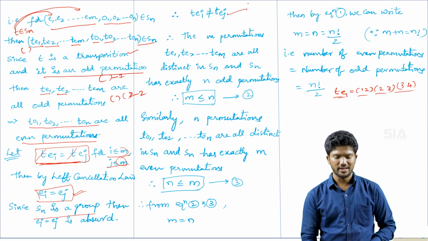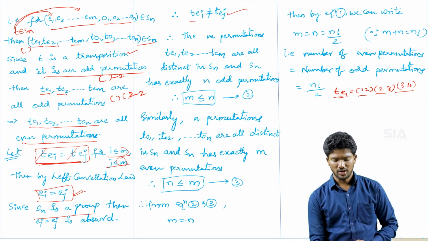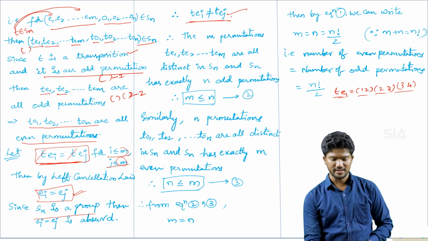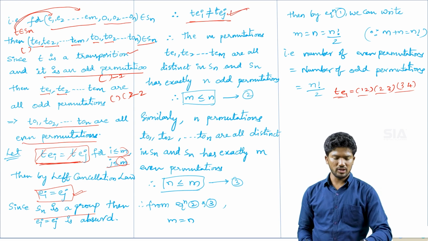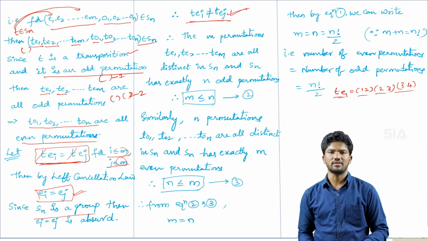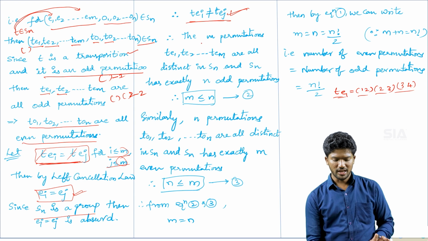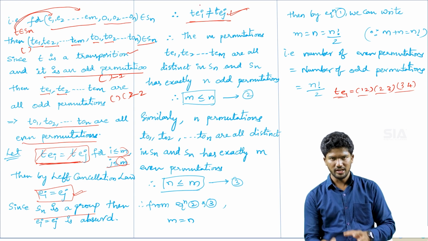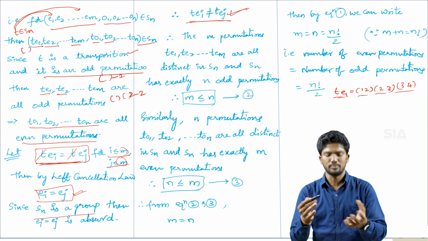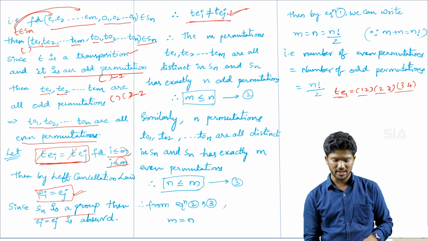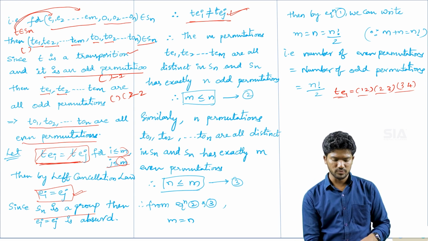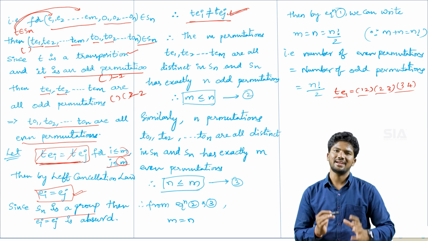So therefore, definitely t into e suffix i not equal to t into e suffix j is the correct one only. Whenever you write that these two values are not equal, what does that mean? The small m permutations, the even permutations, are different. Why? Because we are showing that those are not equal.